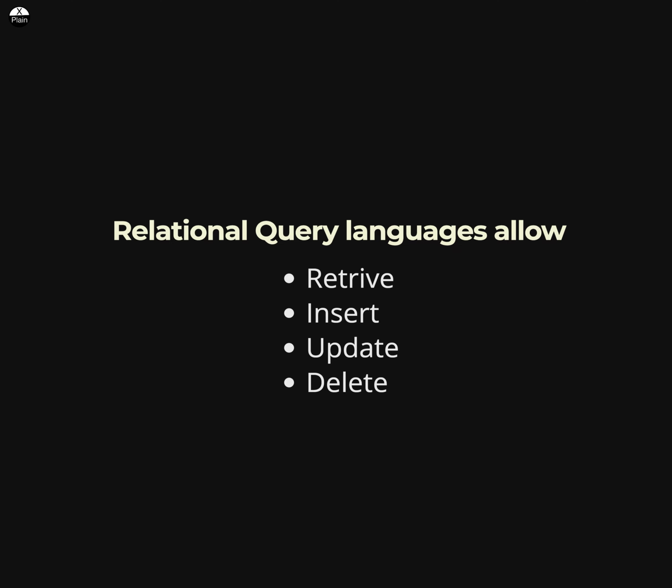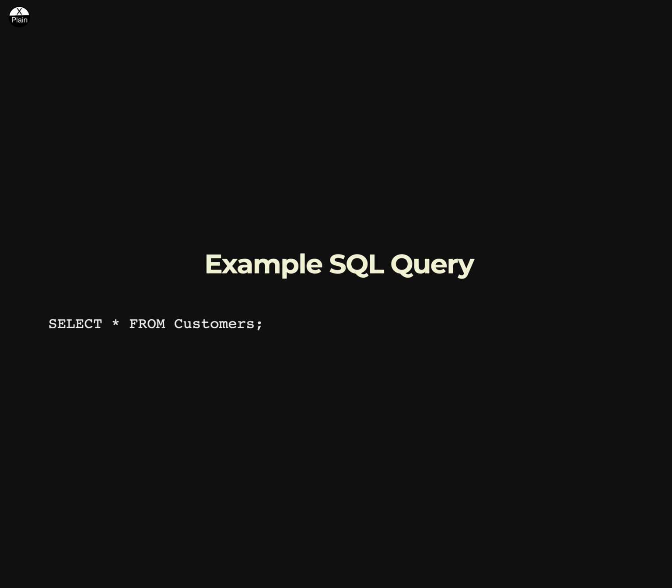The most well-known relational query language is structured query language, which is used by many RDBMS, including MySQL, Oracle, and Microsoft SQL Server. Here is an example of a simple SQL query that retrieves all rows from a table called customers. Select star from customers.